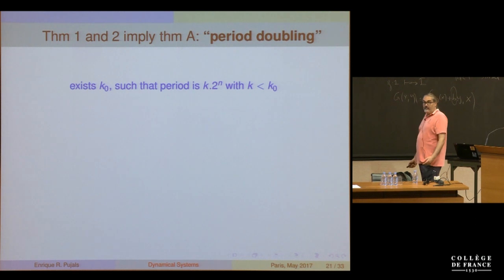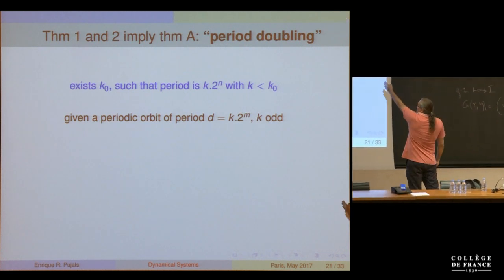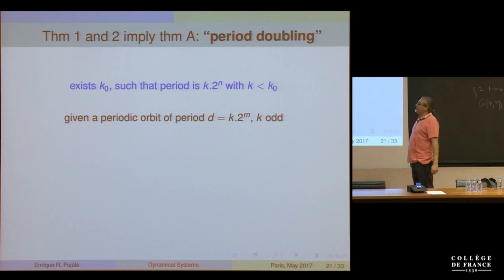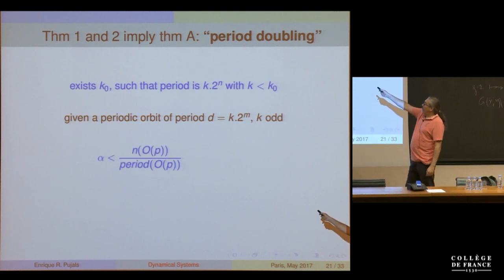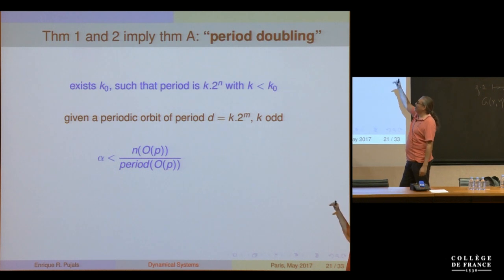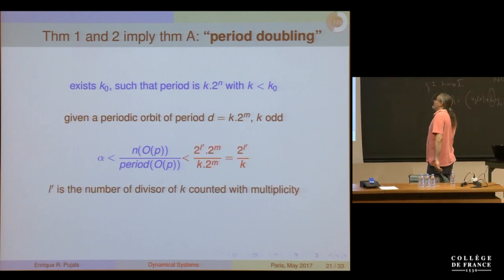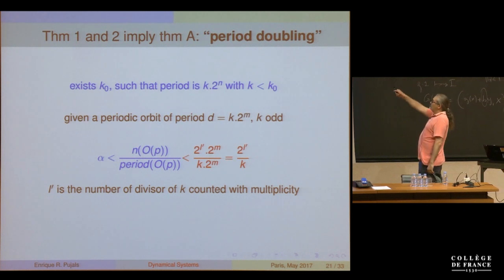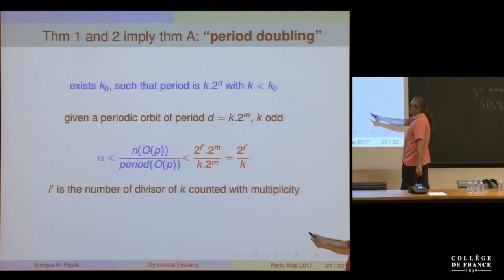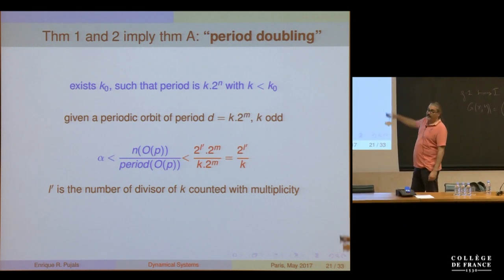So theorems 1 and 2 imply the main theorem. Remember, we want to find this K0 such that you uniformly bound the odd part of the period of all periodic orbits. You take a periodic orbit of period D, K times 2 to the M, where K is the odd part. On one side, the cardinality of the maximal totally ordered subsequence divided by the period has to be larger than alpha. This comes from the dissipativeness. And on the other side, it has to be smaller than 2 to the L prime times 2 to the M, where L prime is just the number of divisors of the odd part. And the period is K times 2 to the M, so it's 2 to the L prime divided by K.